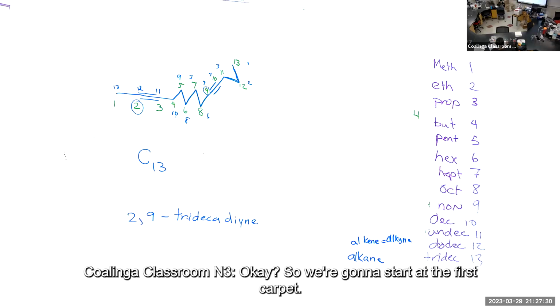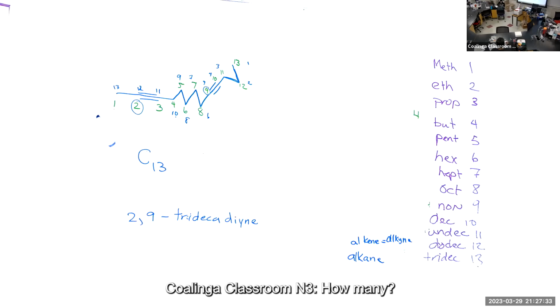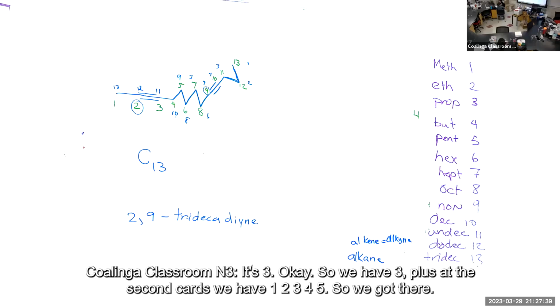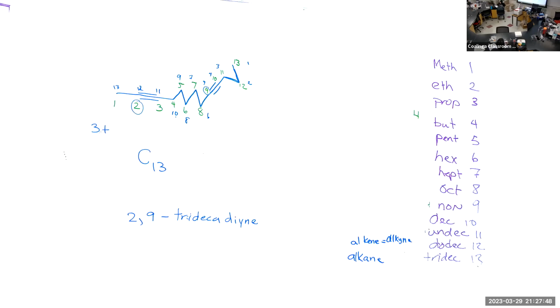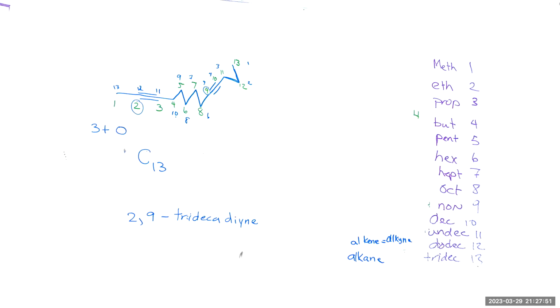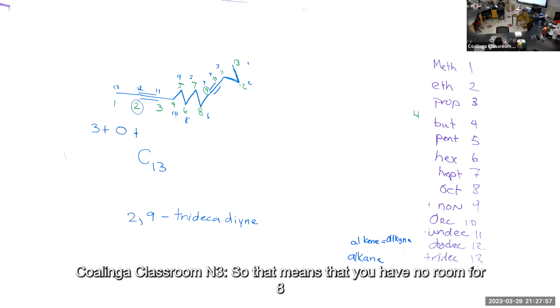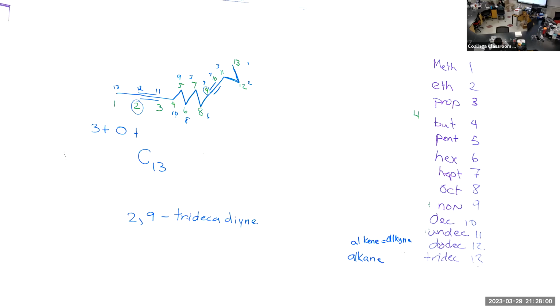Okay, so we're going to start at the first carbon. How many hydrogens do we have there? It's 3. Okay, so we have 3 plus. At the second carbon, we have 1, 2, 3, 4 lines. So what do we have there? None. We'll have 0, right? Because you have 1 line here, you have 2, 3, 4. So that means that you have no room for anything. You need to count the lines, right? Technically, even though, okay.